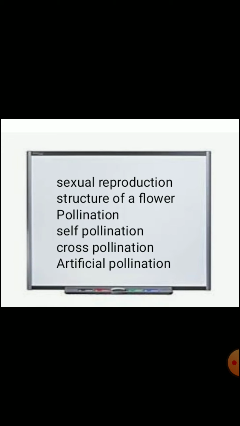So we completed the chapter sexual reproduction in plants and structure of flower. Revision of the parts that we covered: sexual reproduction, structure of a flower, different parts of a flower, pollination, two different types of pollination, self-pollination and cross-pollination, and artificial pollination.